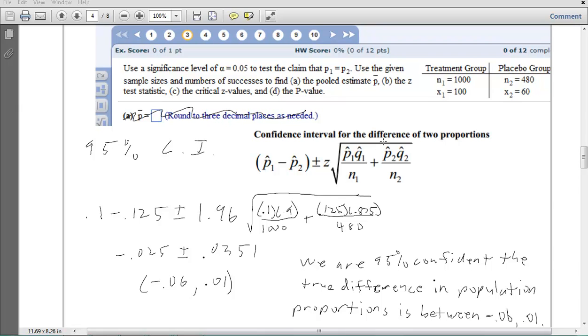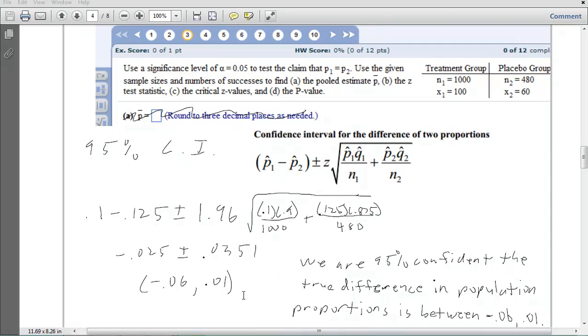So we're going to do a 95% confidence interval. And again, we're not going to use the pooled method. We're just going to use the straight P1 hat and P2 hat. Remember, Q1 and Q2 are just 1 minus P. So in this case, P1 hat was 100 divided by 1,000, so it's 0.1. So P1 hat is 0.1, and that means Q1 hat would be 0.9. So there's the formula for our formula sheet.